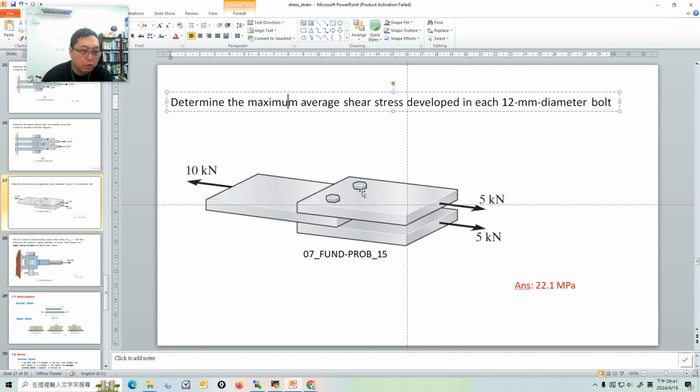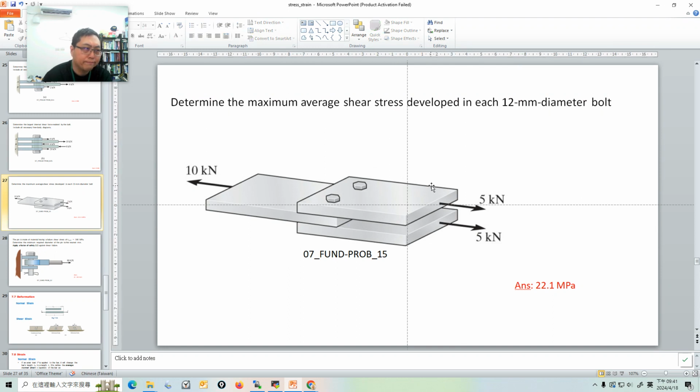So for this problem, I think it's better to draw a scheme, because this picture is kind of difficult to do the analysis with. I just focus on one bolt. The bolt is like this. This is the bolt. Maybe it's not very right, I didn't draw a very good picture.